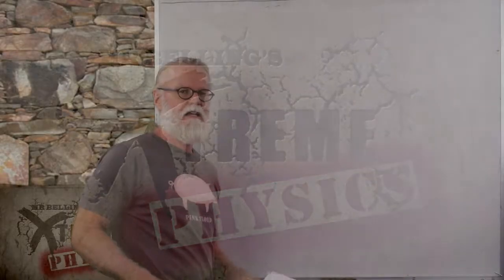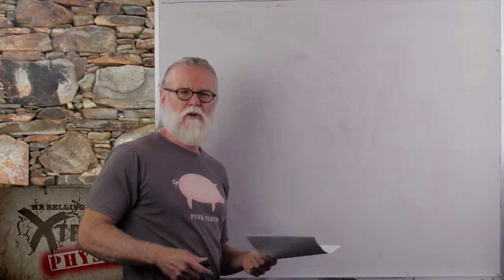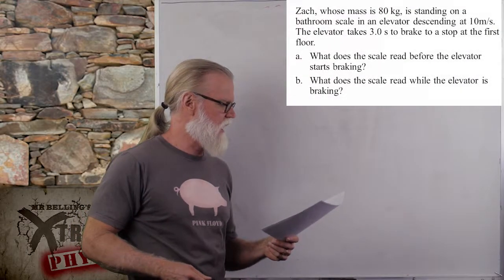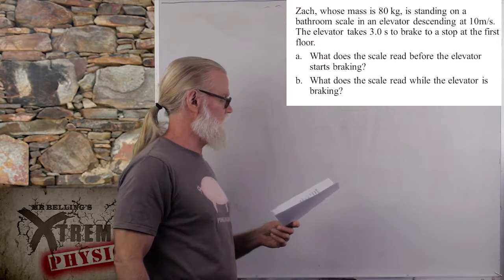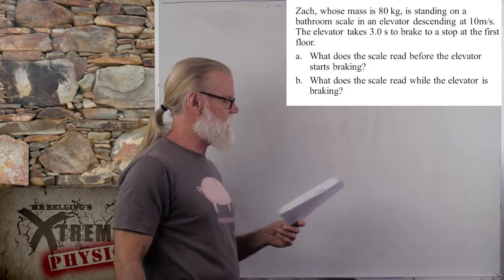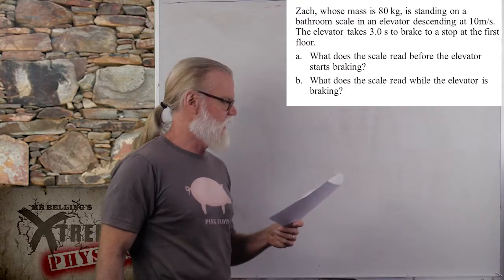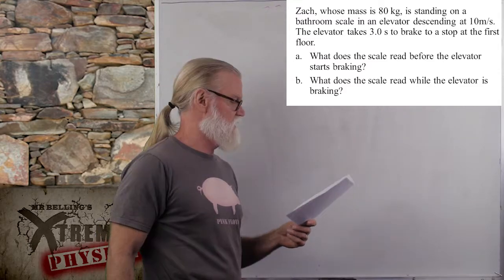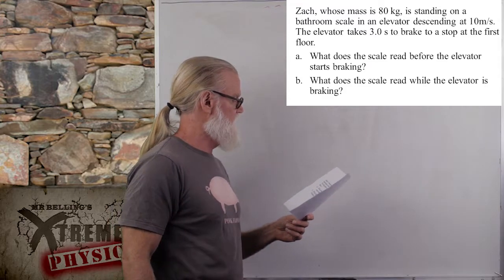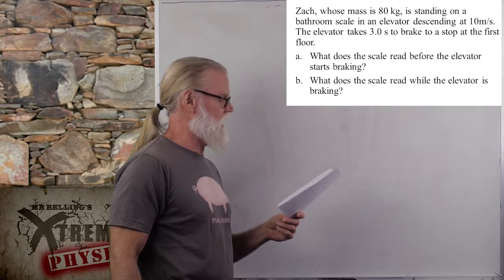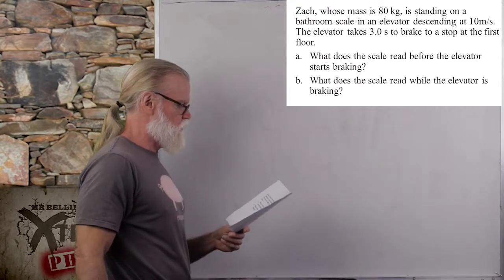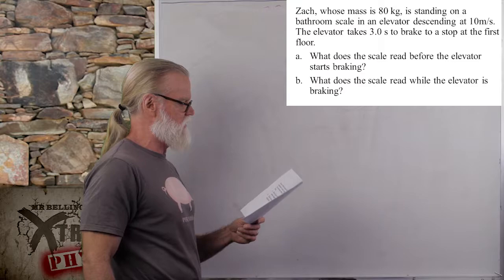All right, let's take a look at some more Newton's second law problems. Here we got Zach, whose mass is 80 kilograms, standing on a bathroom scale in an elevator, descending at 10 meters per second. The elevator takes 3 seconds to brake to a stop at the first floor. What does the scale read before the elevator starts braking?